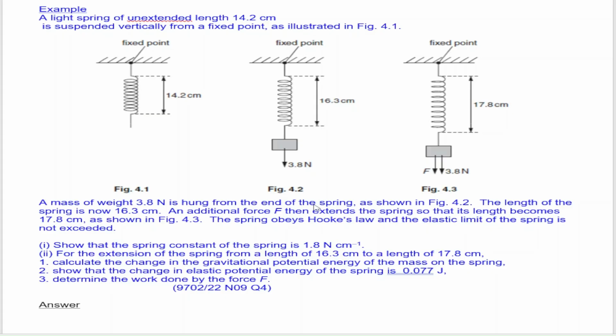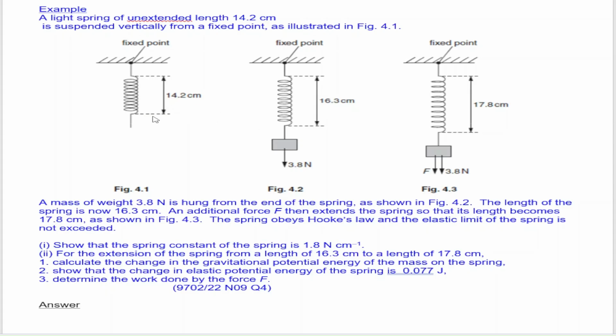An additional force F then extends the spring so that its length becomes 17.8 centimeters as shown. The spring obeys Hooke's law and elastic limit of the spring is not exceeded. Show that the spring constant of the spring is 1.8 newtons per centimeter. To get the spring constant is simple. It's just F over e, and our F is 3.8. The extension between 16.3 and 14.2 is 2.1.